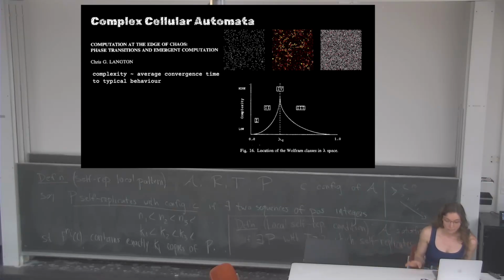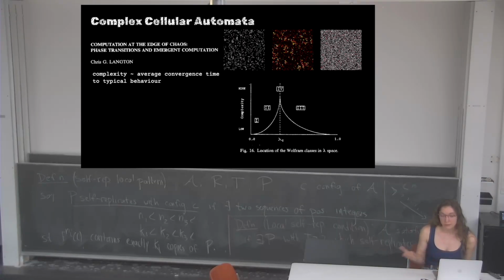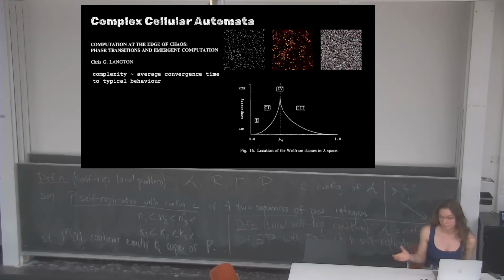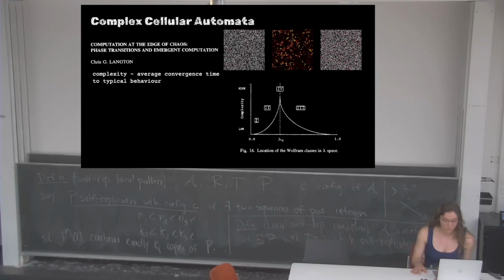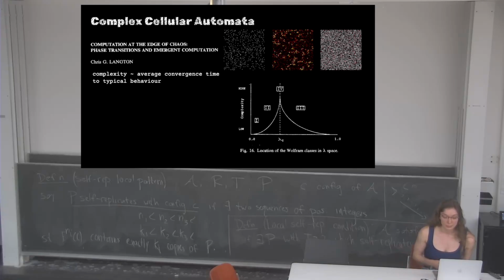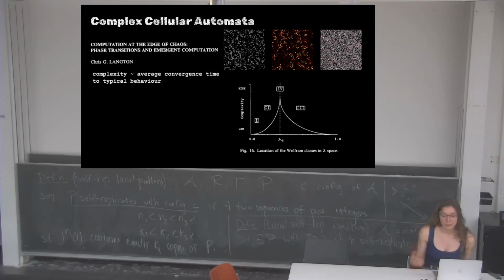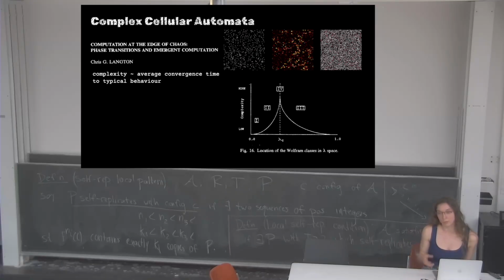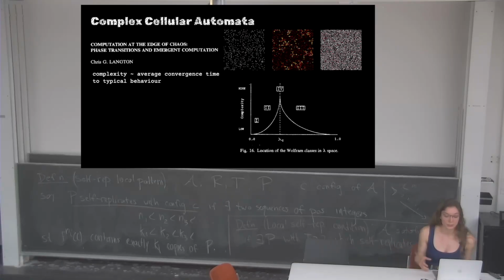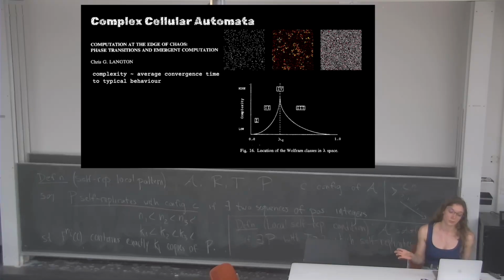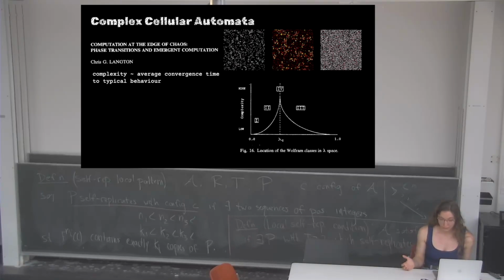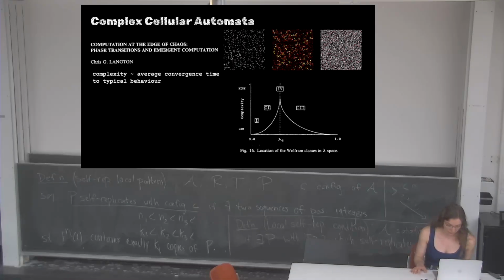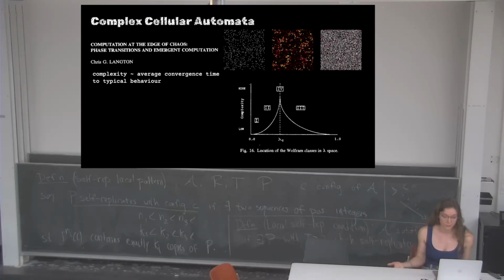So when we have systems at criticality that have certain complex behavior, they have certain classical features. One of them is that the time the system takes to converge to its typical behavior usually explodes around criticality, and this is exactly the way Langton decided to assess complexity here. So essentially, what is typical behavior here?